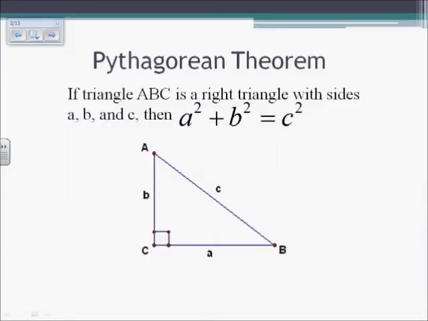The Pythagorean Theorem, something that we may be familiar with from past mathematical conversations, states that if a triangle, we'll call this triangle ABC, is a right triangle with sides A, B, and C, then A squared plus B squared equals C squared. So again, this is the Pythagorean theorem. If we have a right triangle with three given sides, then the two legs, which are BC and AC, squared, the sum of that will equal the hypotenuse, or C squared.